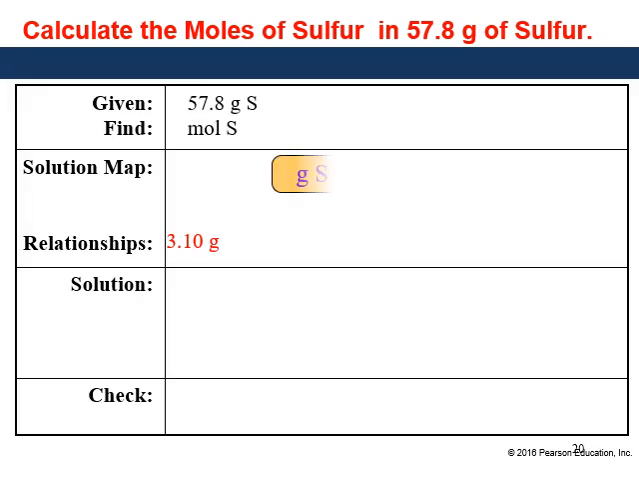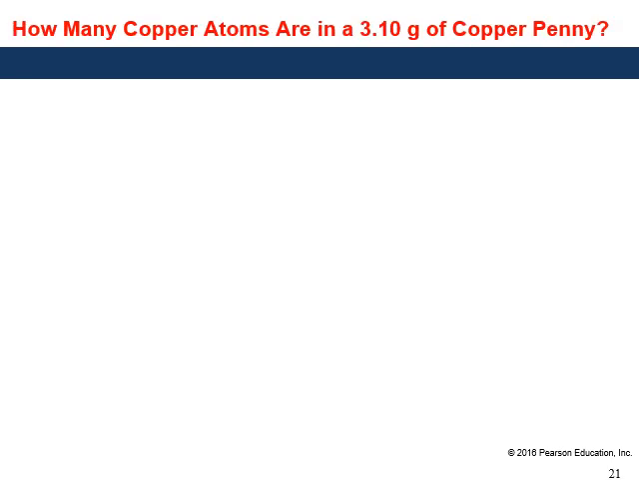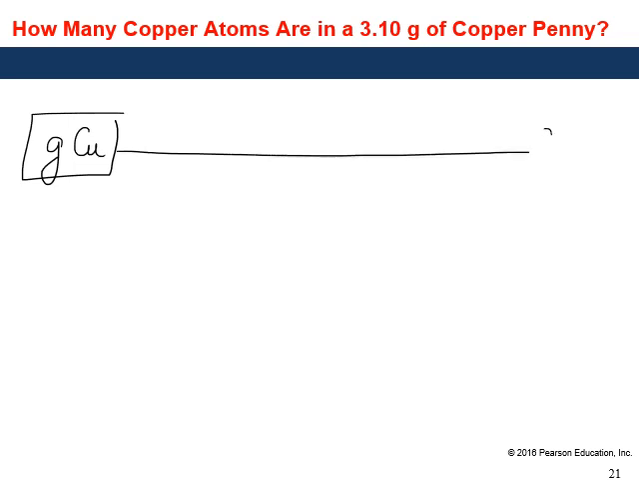Let's try another question based on a very similar example. How many copper atoms are in 3.10 grams of a copper penny? So what's given to me is grams of copper. The question says you have 3.10 grams of copper. It's asking me how many atoms of copper are present. Now if you go back to your map, you'll see if you have grams of element, copper is what? It's an element by itself, it's an atom. And the question is asking how many atoms. I do not have a direct way to go from this to this.